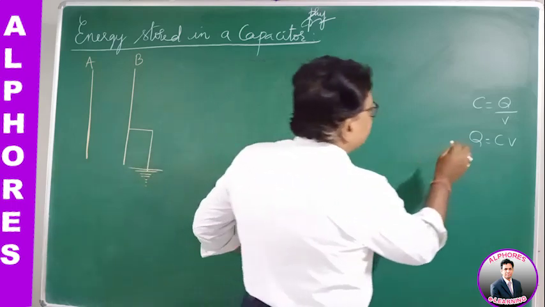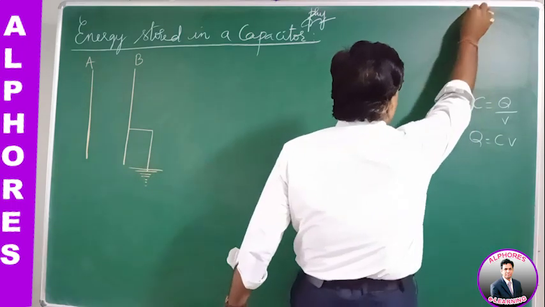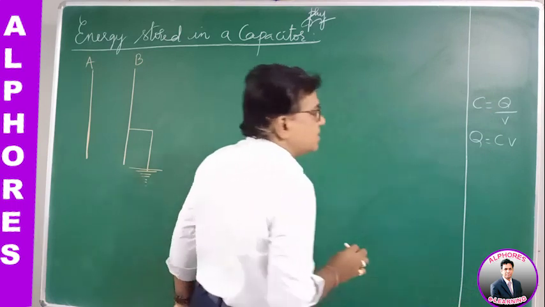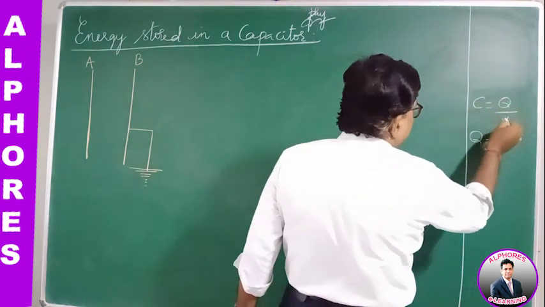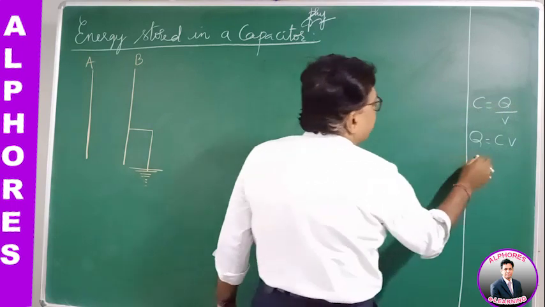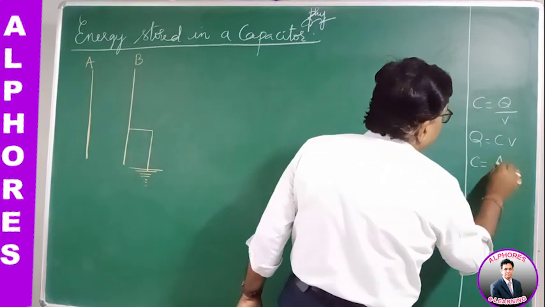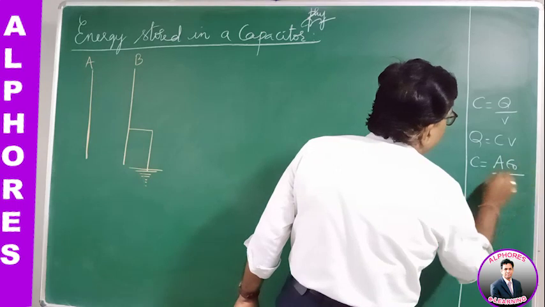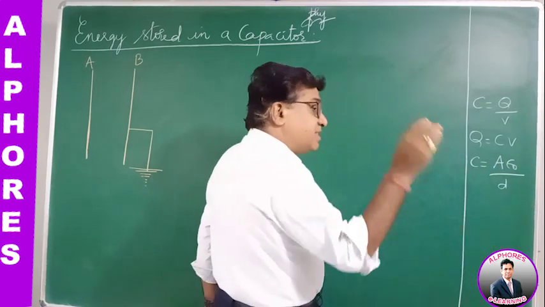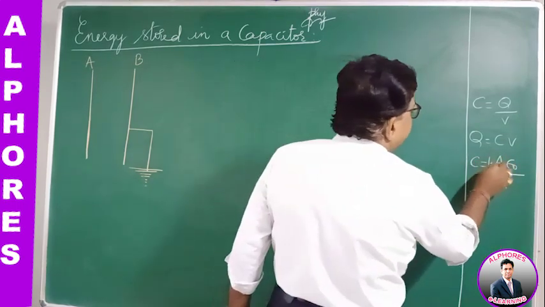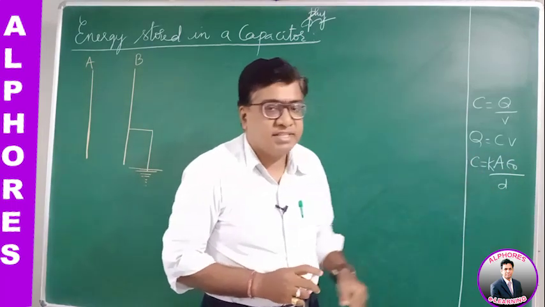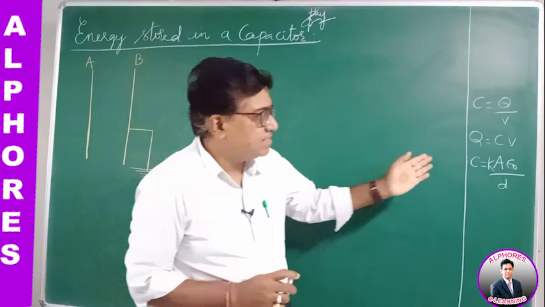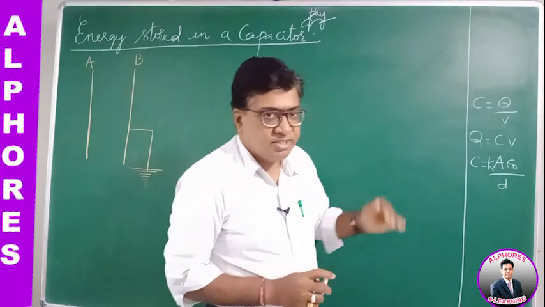Before going to this, let me write down the basic formulas necessary to understand this concept. The first one is the capacity of a capacitor, that is Q by V, Q is equal to CV. For a parallel plate capacitor, we know the capacity is A epsilon naught by D. In the presence of a medium, it is K A epsilon naught by D, where A is the area of the plates, D is the distance between the plates, and K is the dielectric constant, right?